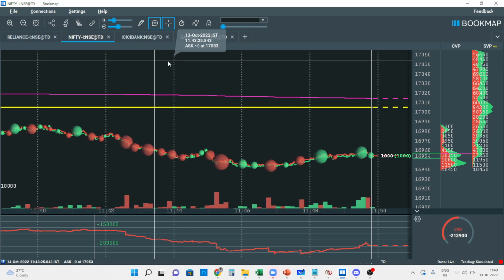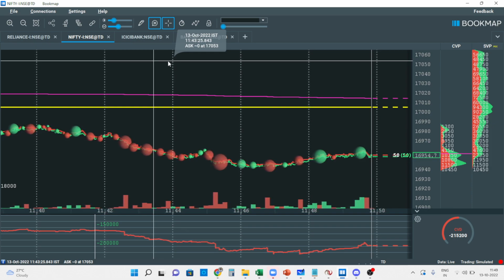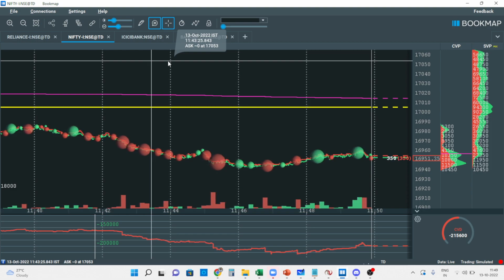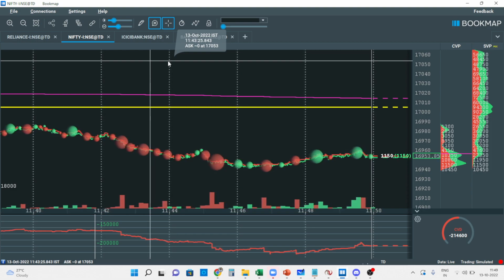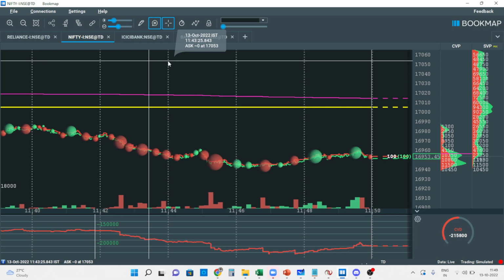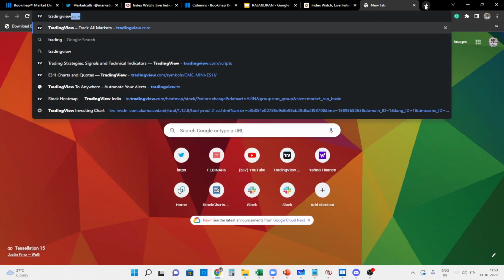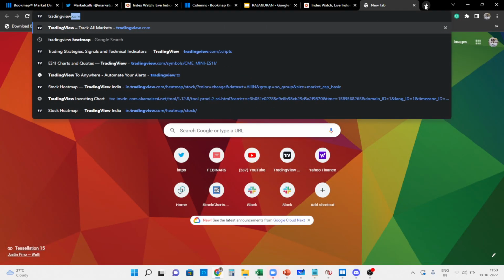The intensity of the selling was quite high from these kind of heavyweights. So these are heavyweights, right? ICICI Bank is a heavyweight, HDFC Bank is a heavyweight, TCS is a heavyweight. So if you want to see who is doing most of the activity, you can go and check out the heat map. TradingView provides some interesting heat map over there.